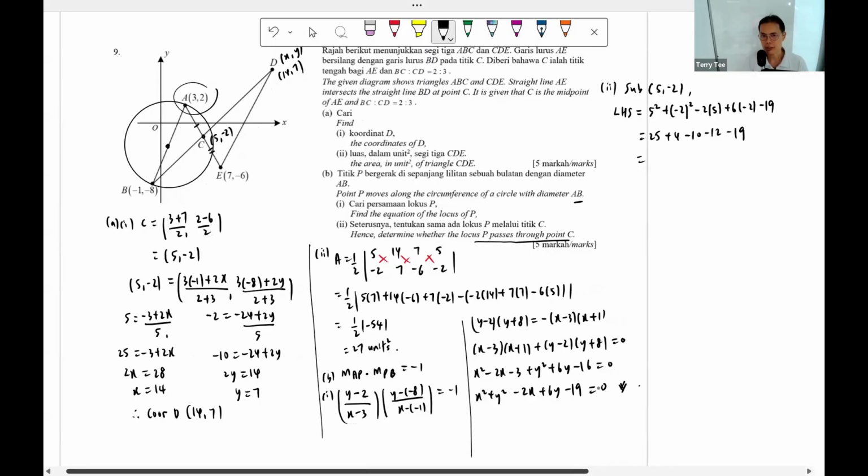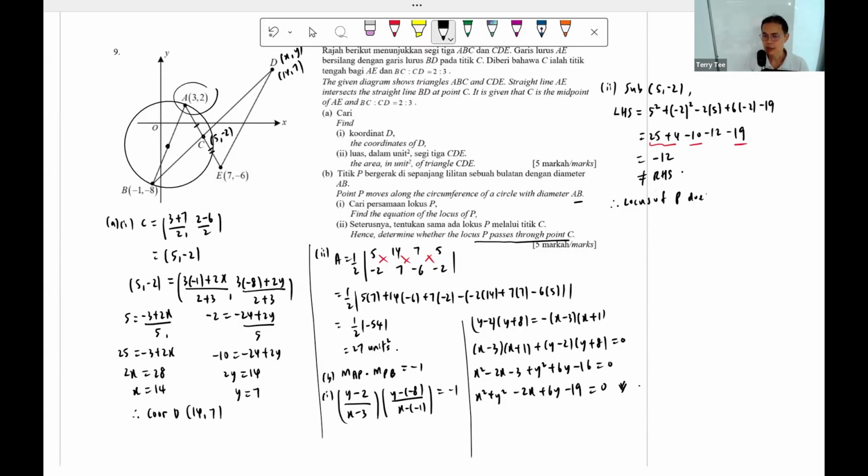You can use your calculator, everyone. This is 29 minus 29. I think I get minus 12 here. See, this is 29, right? This is also 29, right? So I get minus 12. Is it 0? No, non-zero. So it does not equal your right-hand side. So if it does not equal your right-hand side, it means what? The locus of P does not pass through point C. Okay? Is it?